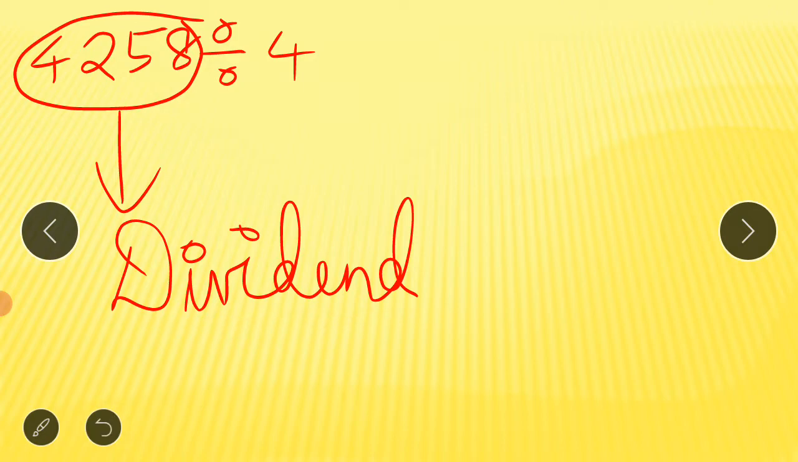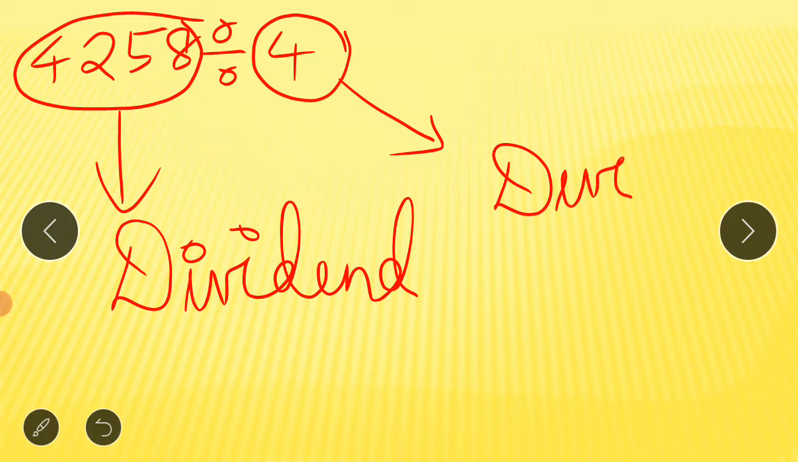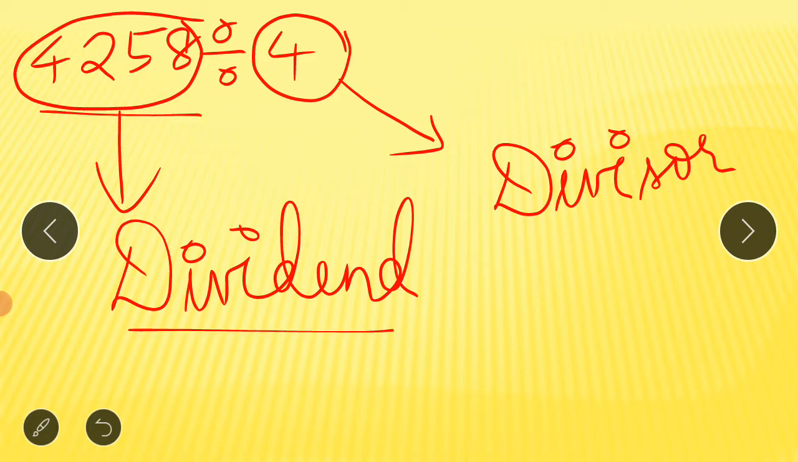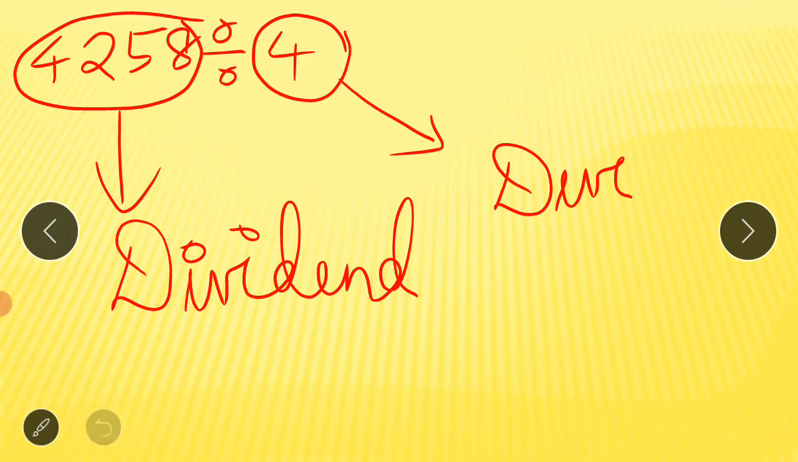Then you are going to divide it among 4 of your friends. So that 4 is called divisor, D-I-V-I-S-O-R. Okay, so the first term is called dividend and the second number is called divisor. Then 2 more terms also we are going to see further.